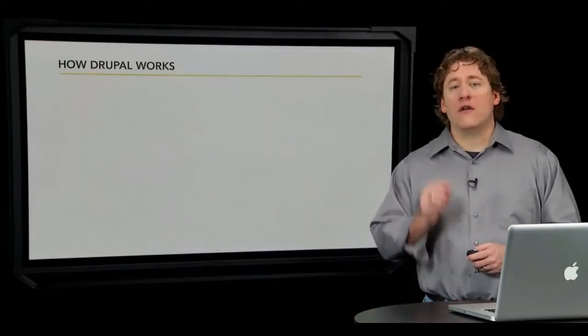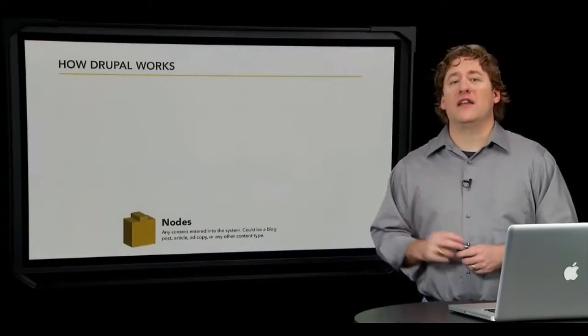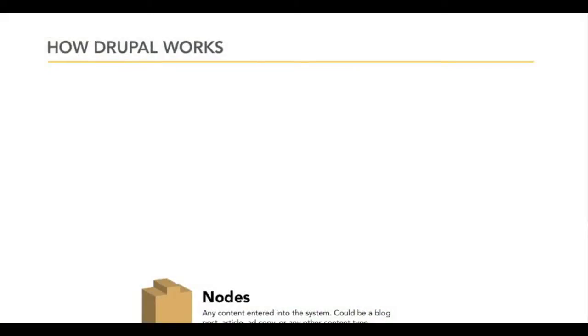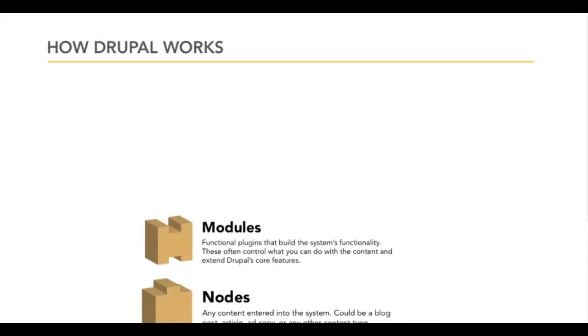At the very core of any Drupal-driven site is the content itself. The content is stored in what's called a node. Now, it doesn't matter if it's a blog post, an article, or an ad. To Drupal, it's just another node of content. Above the content layer, you have modules. Modules are functional plugins that build on the system's core functionality and control what you can do with the content.